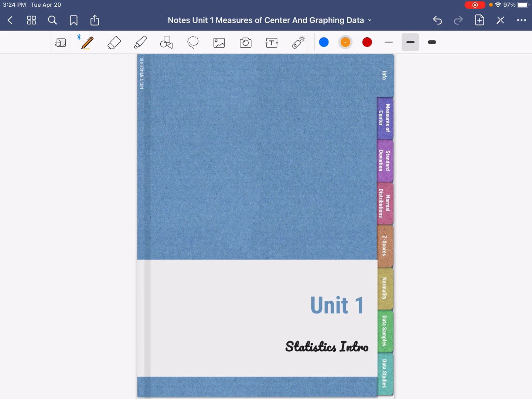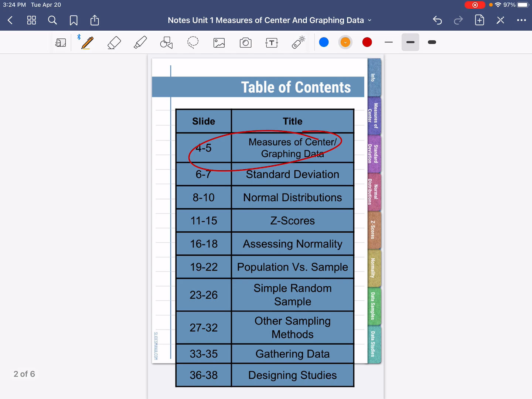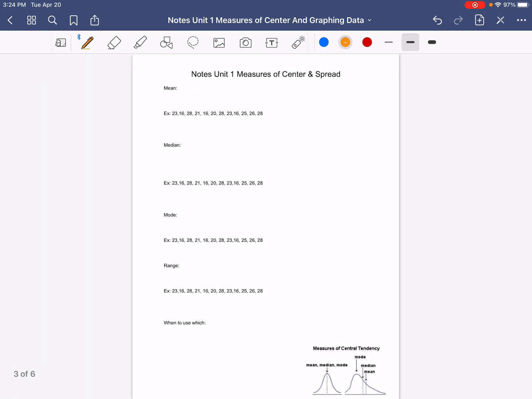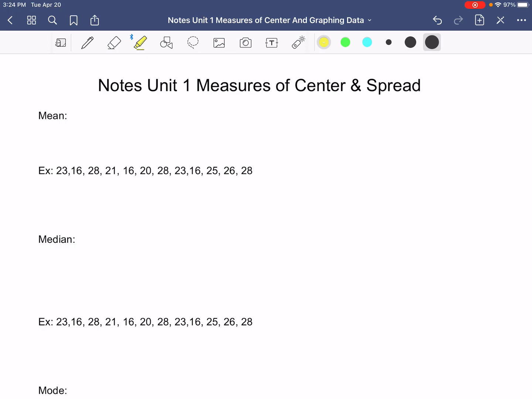Hey guys, these are our notes from Intro to Statistics. We're going to be talking about measures of center and graphing data. So the first part we're going to talk about is just measures of center, which are mean, median, and mode. When you're looking at data, you want to find the center of the data. Those are the three things that we would use.